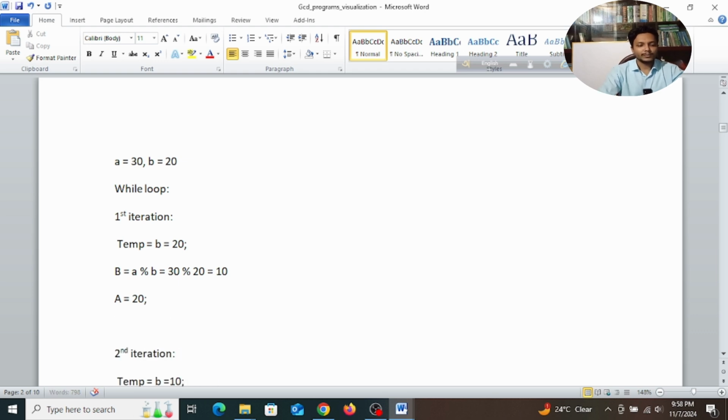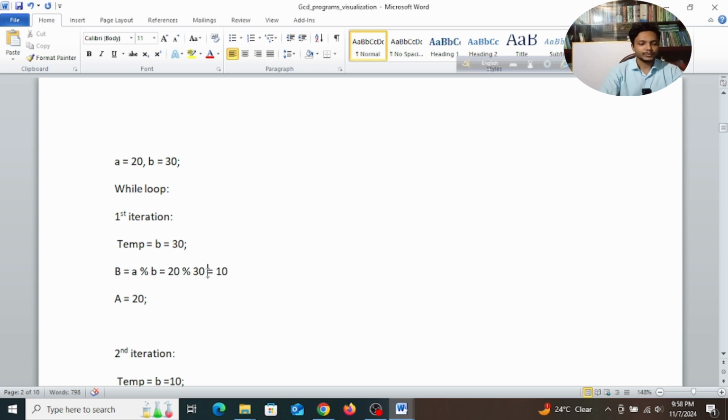In this video we're going to be a little bit tricky, guys. Let's say we change the values: a is going to be 20 here and b is going to be 30. So it's going to be fun. In the while loop, in the first iteration, b is 30, and b is a modulus b, where a is 20 and b is 30.